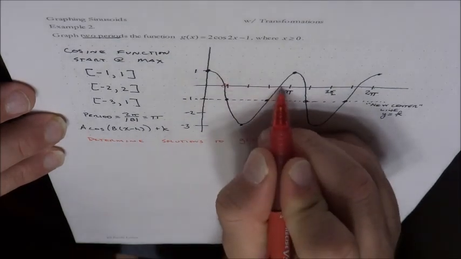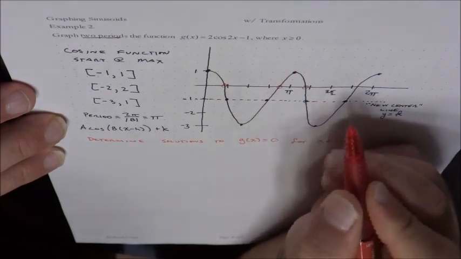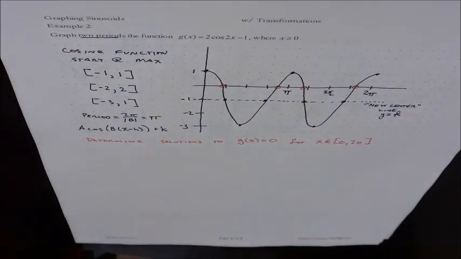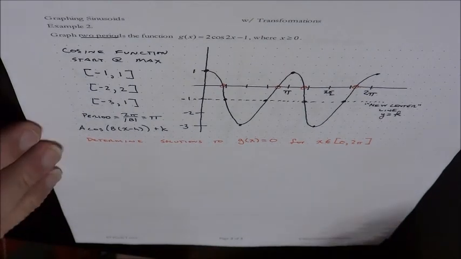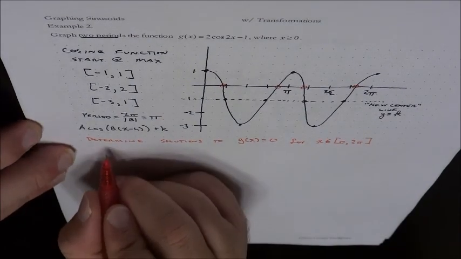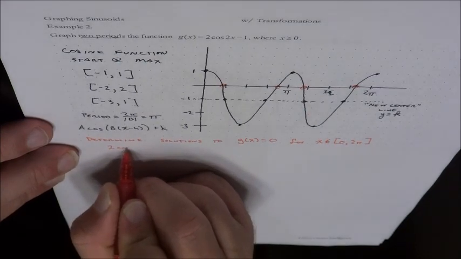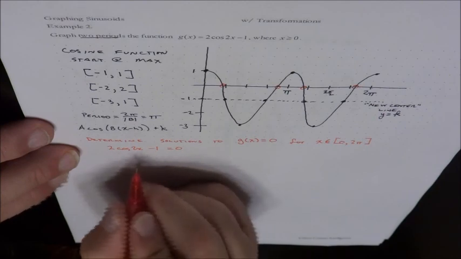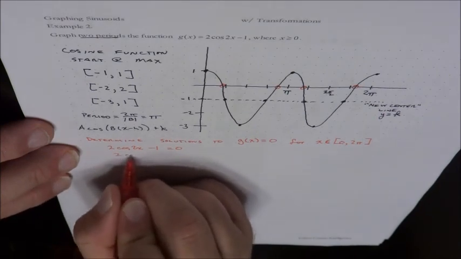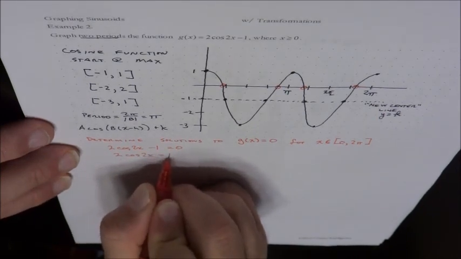So we can tell that we're going to have our solutions at those 4 spots, right? So how are we going to do this? Well, we're going to take our equation, 2 cosine 2x minus 1, set it equal to 0. Add 1 to both sides. That's going to give us 2 cosine of 2x is equal to 1.